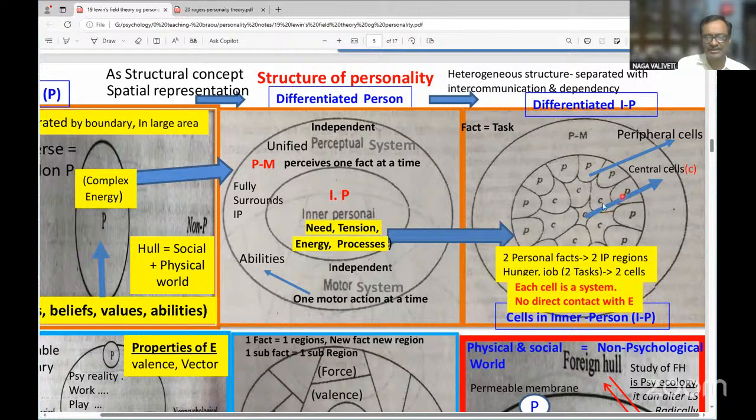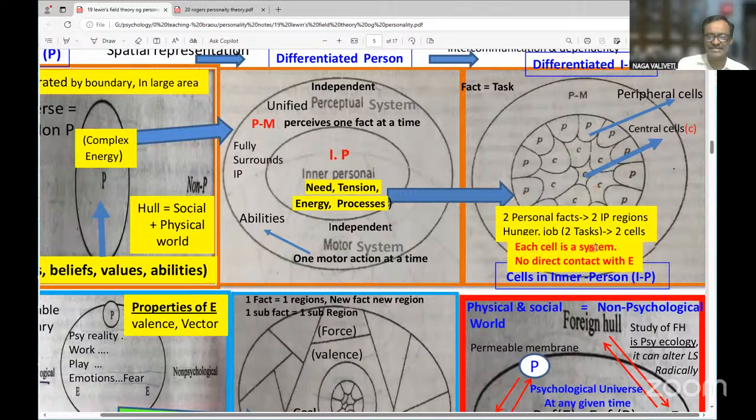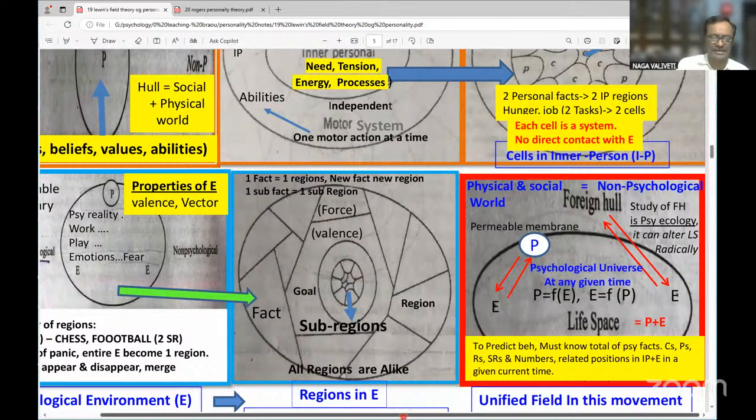In this IP, the inner person differentiation, two personal facts are there, like games and eating food, sleep and eating. There are two things. Which one will you take? There will be two regions, or two cells, created here: hunger and job, two tasks, two cells. Each cell is a system here. There is no direct contact between the inner P and the E, the psychological environment. It should go through the PM, the activity area.